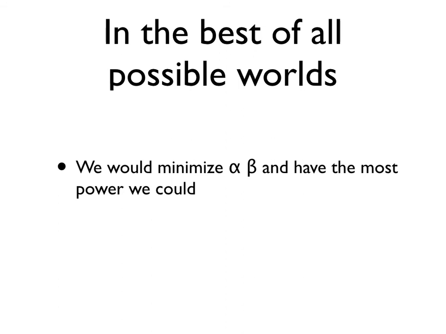So we'd have the most power possible and we wouldn't make mistakes. Small alpha, small beta, big 1 minus beta. Wouldn't that be great? Power is the probability of rejecting H0 given HA is true.